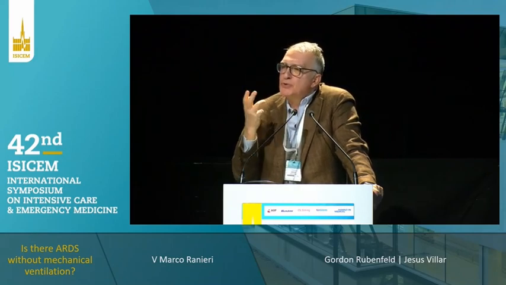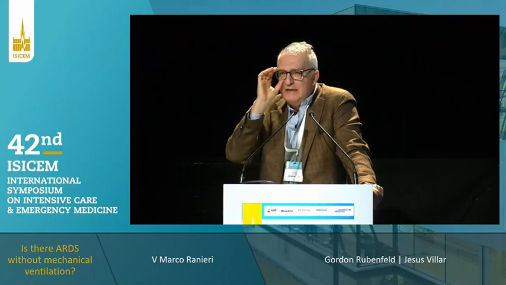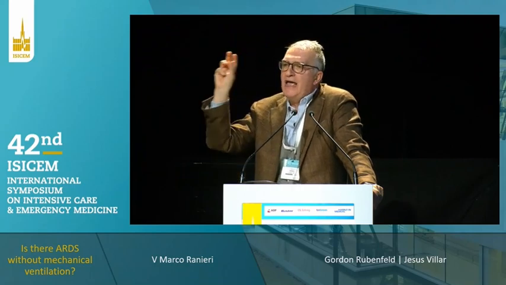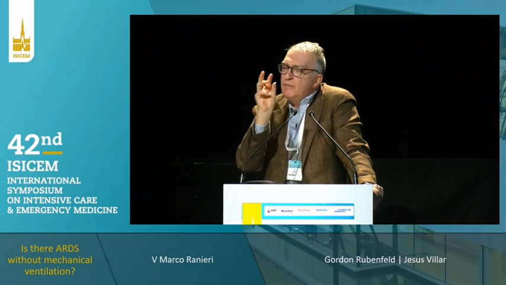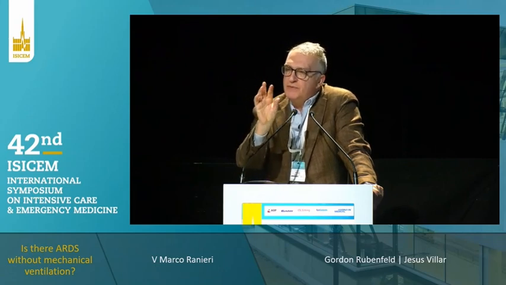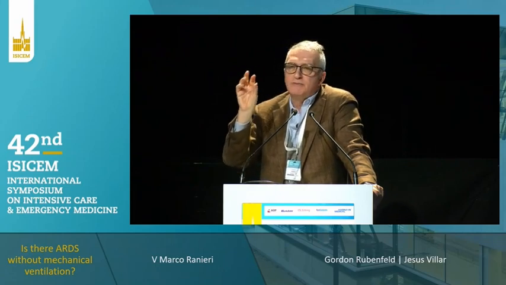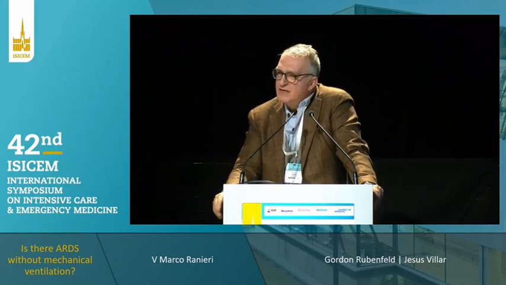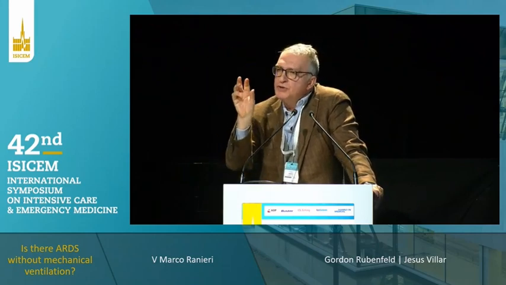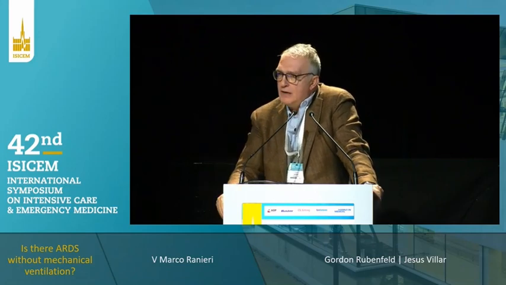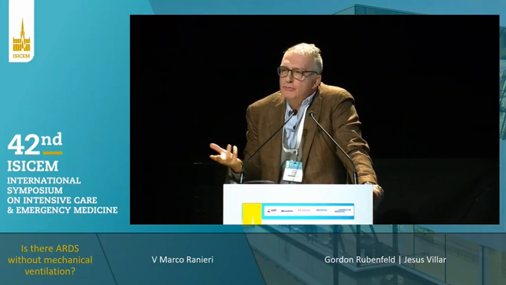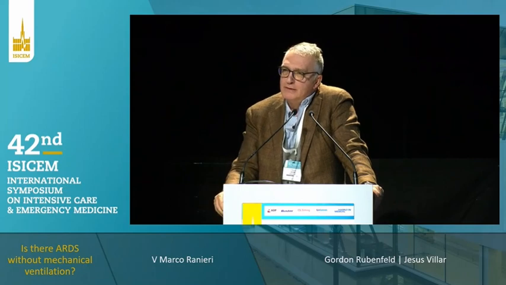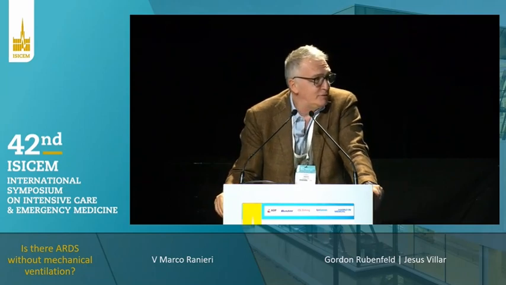So I'm not sure that it would make sense to test intervention A on a patient group that has a mortality of 5% and on a patient group that has a mortality rate of 30%, even if on average you are under the same umbrella. It doesn't make any sense to me. I don't know, probably I'm wrong, but I'm certainly wrong, right, Gordon?